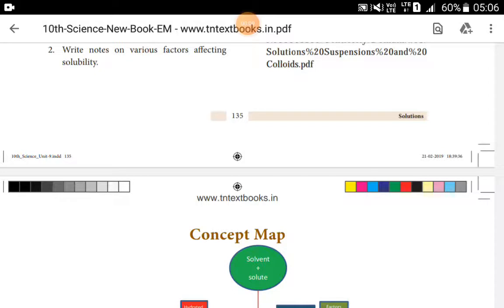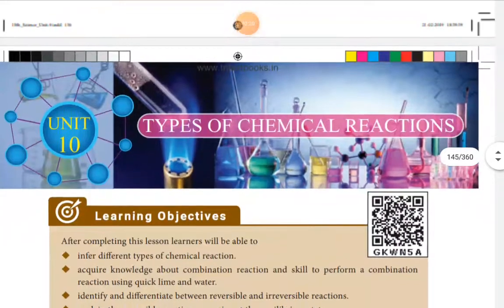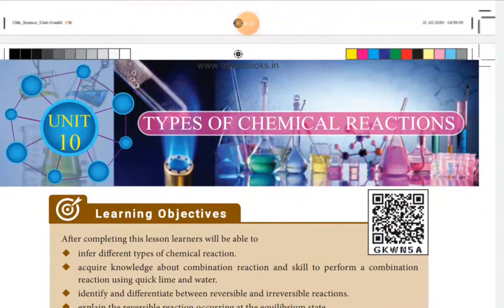Understand the new lesson, Unit 10, Types of Chemical Reactions. Already we have discussed atomic structure, periodic classification, solution, and now the new lesson, types of chemical reaction.